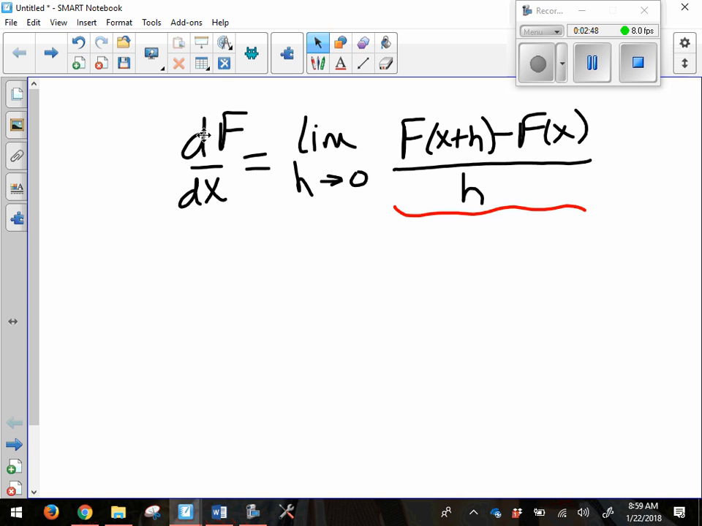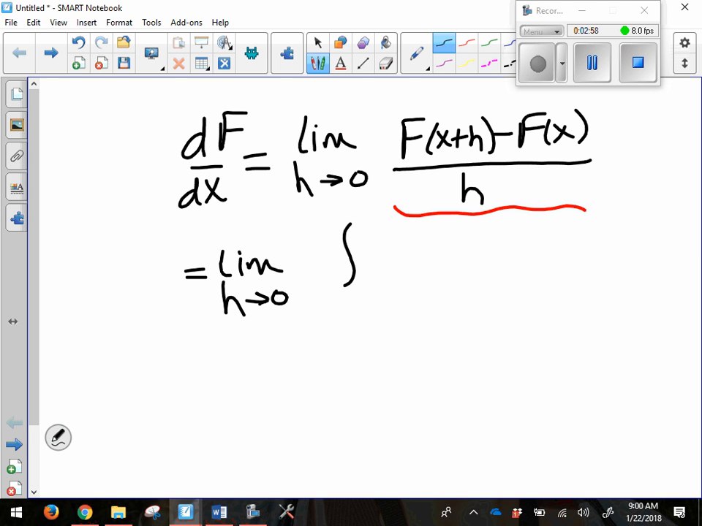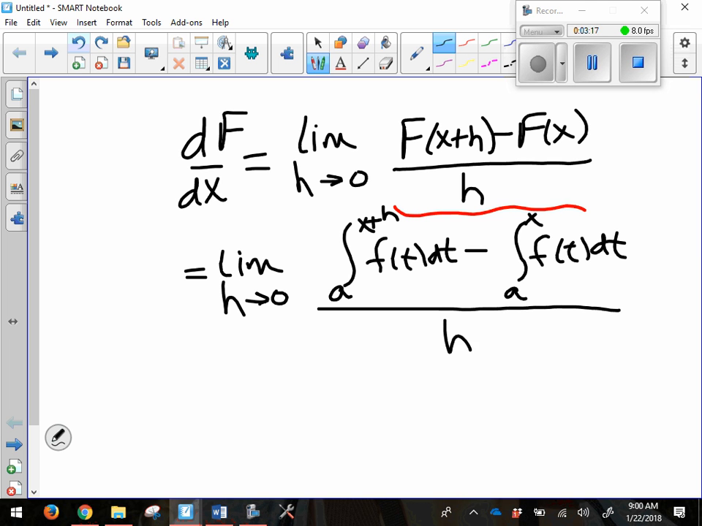Okay, so we're going to substitute in for capital F because we have a definition for that. So I've still got my limit as h goes to 0, but I've got my integral from a to x plus h of f of t dt, going to use my dummy variable here, minus my integral from a to x of lowercase f of t dt all over h.